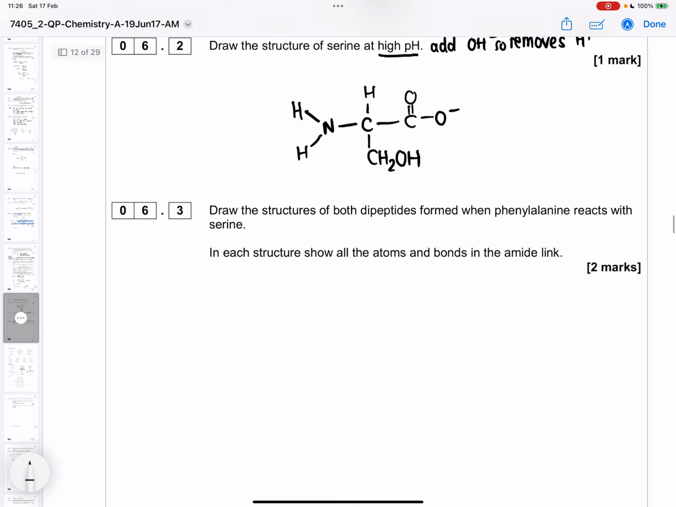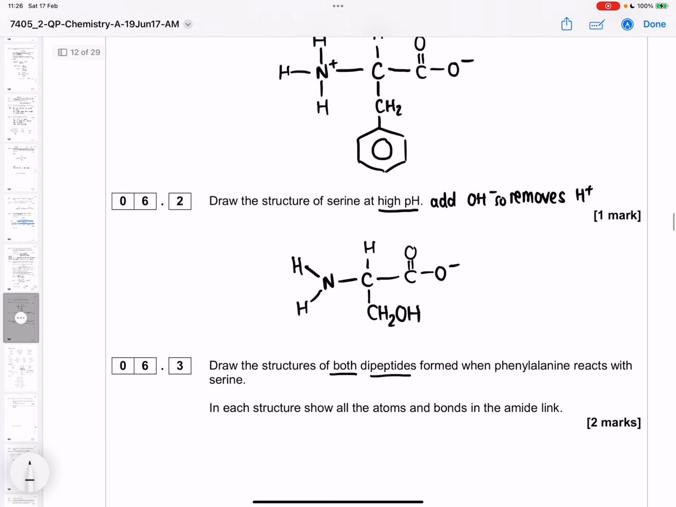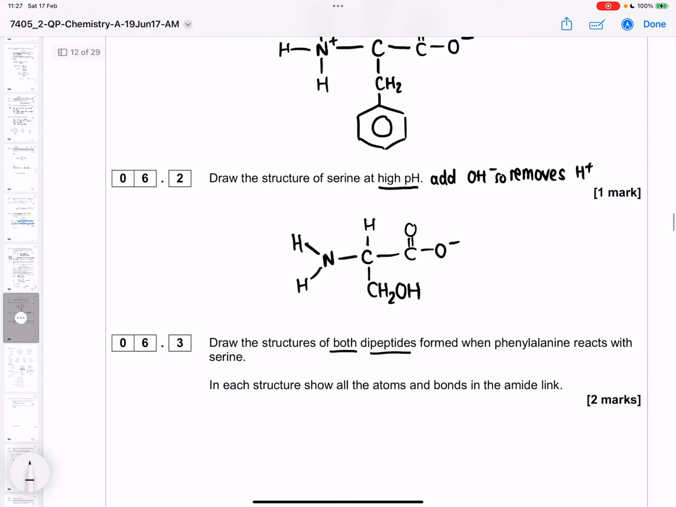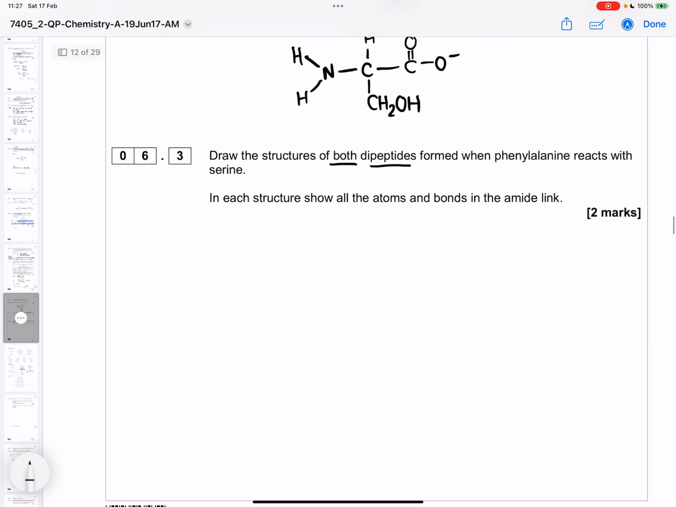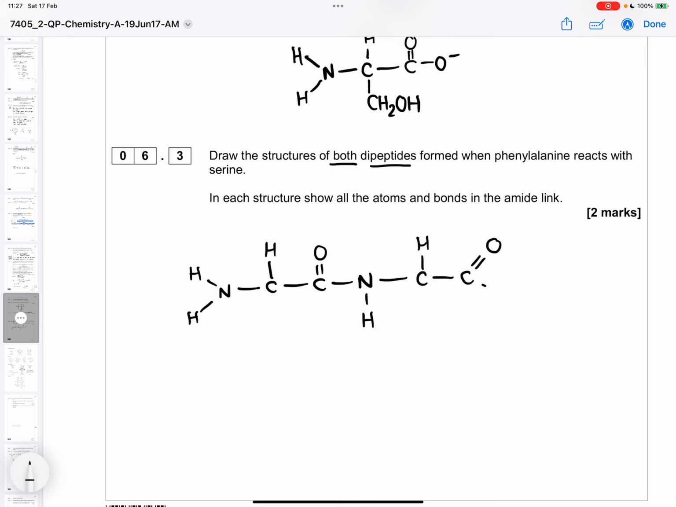Then it says both dipeptides formed when phenylalanine, which we did the Zwitter ion of, reacts with serine, which we did the high pH. We're going back to what they were like before. So remember, a dipeptide, start with our amine group at one end. This part of a dipeptide will not change. So the peptide bond there, okay, so this would be a dipeptide's general structure. And then we're going to put our R groups down here.